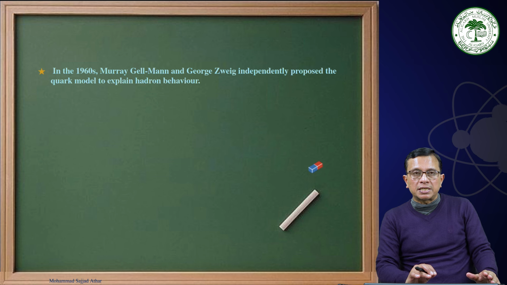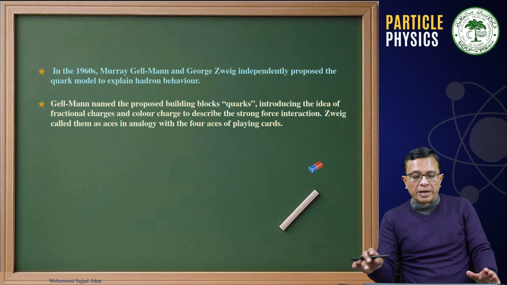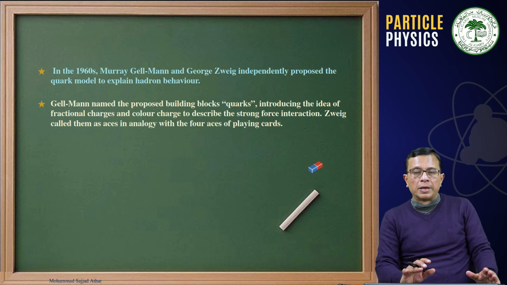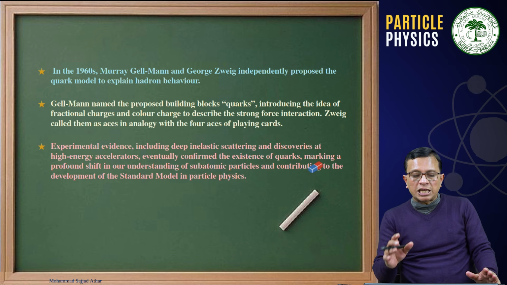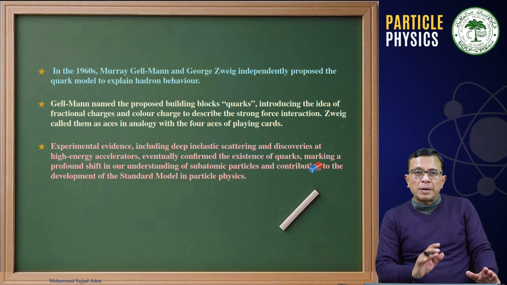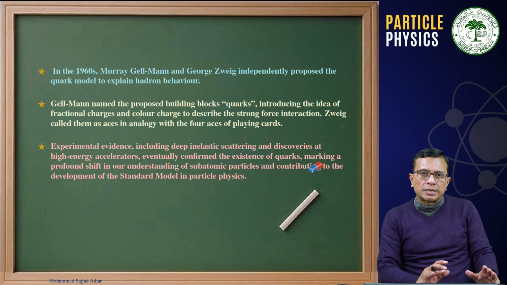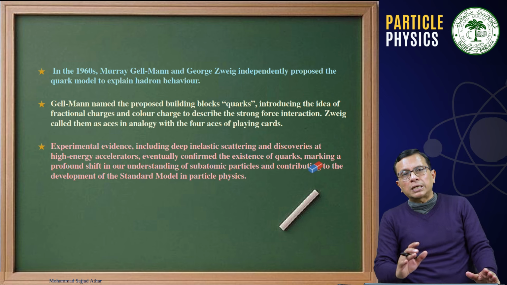In the 1960s, as we had told, Murray Gell-Mann and Zweig independently proposed the quark model to explain hadron behavior. Gell-Mann named them quarks and Zweig called them aces. The experimental evidence came much later, which is a much later development. Therefore, phenomenologically it was first predicted.